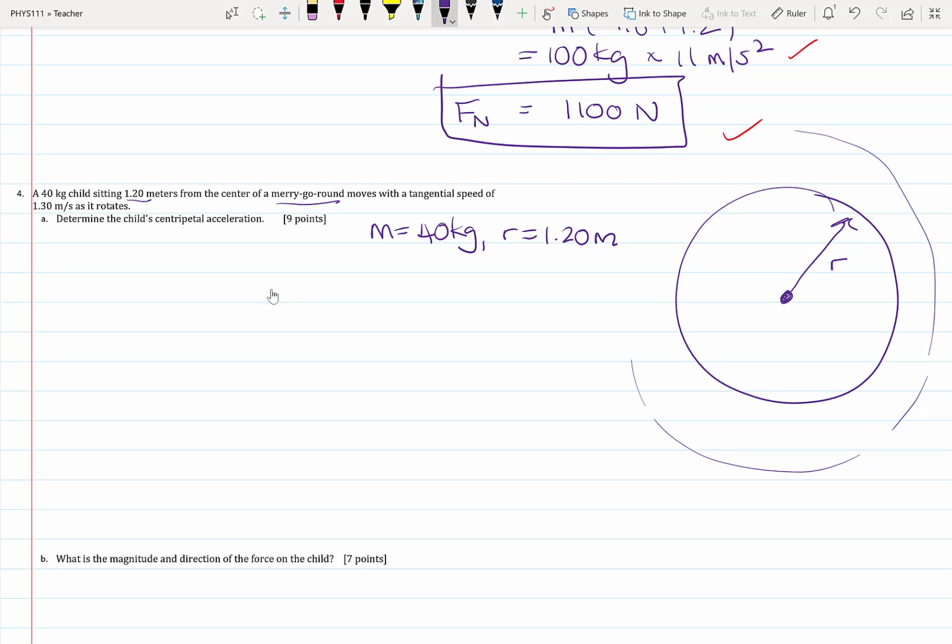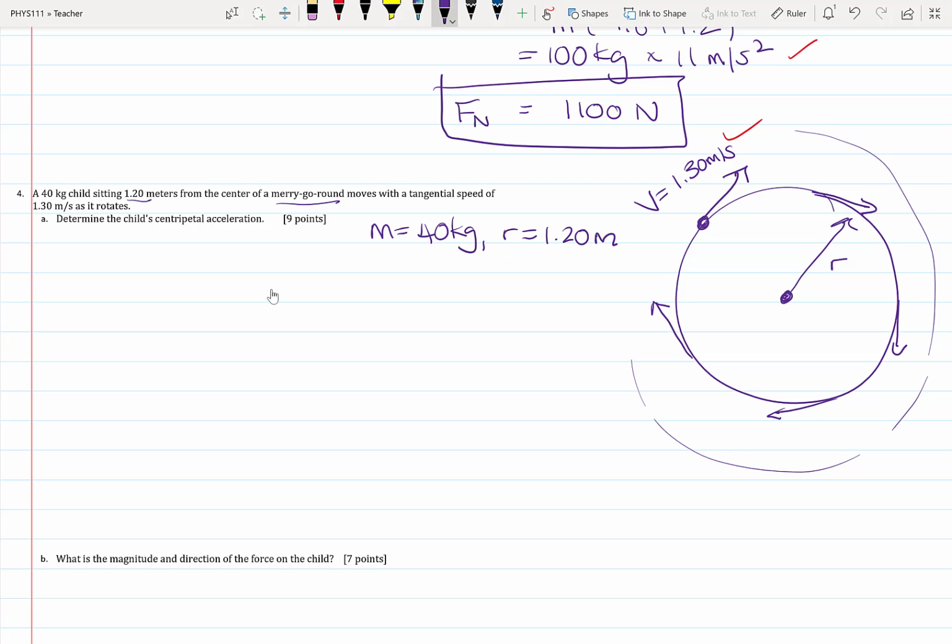Moves with a tangential speed. I'll put that on the picture. There's the speed v of 1.30 meters per second. Obviously, that is changing direction all the time. The speed is staying the same, but the direction is changing.